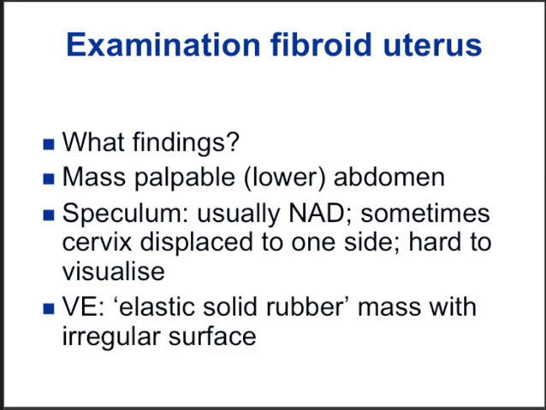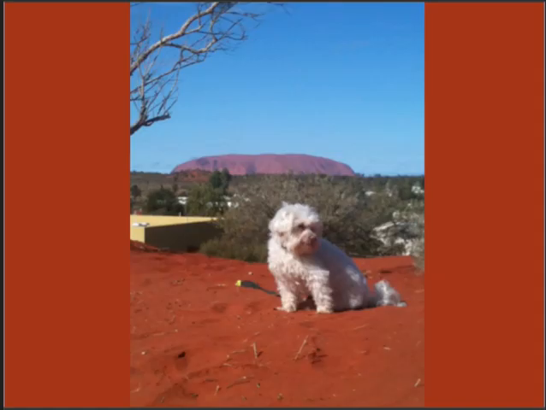Vaginal bimanual examination, in a typical case, the uterus is enlarged, has an irregular surface, and it feels like elastic solid rubber. It feels like probably a potato if you would compress a potato slightly. With all respect, that mimics it quite well. This concludes the first part of the video Heavy Menstrual Bleeding.